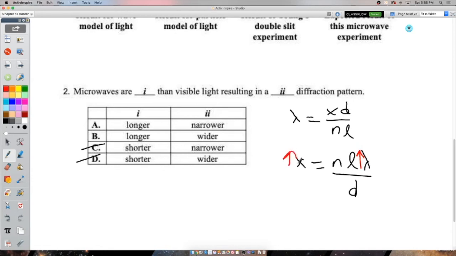And you saw that with the lasers on the diffraction grating. Red laser was much more spread out than the green laser. Well, it wasn't that much more, but it was definitely more. So they would be more spread out. That means wider, longer and wider. Longer wavelength, wider diffraction pattern.